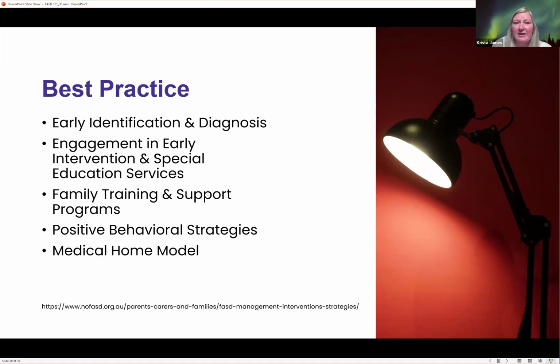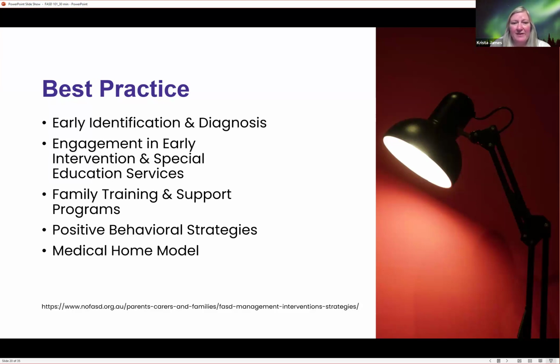We also know that engaging in early intervention and special education services is going to produce the best outcomes. So that means getting that referral into Early Steps so that kids can be seen early on, as soon as FASD might be suspected, and getting our school officials trained so that they can implement a really good FASD-aware IEP plan for kids in the school system.